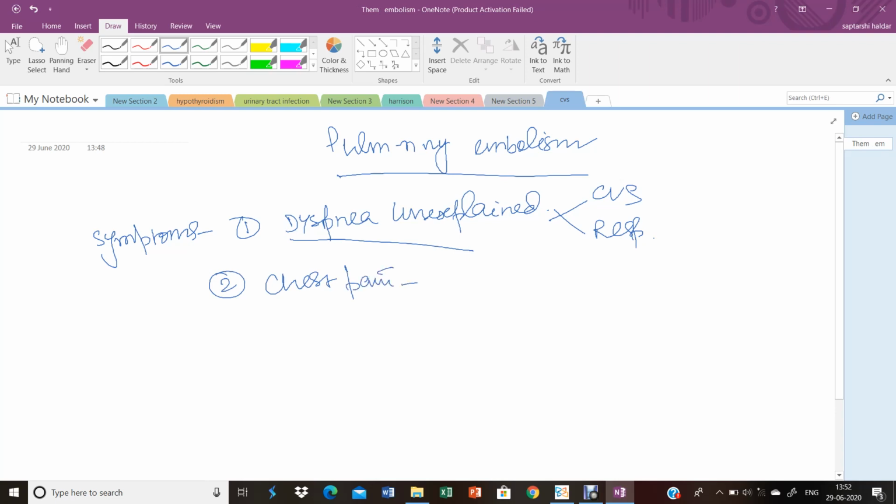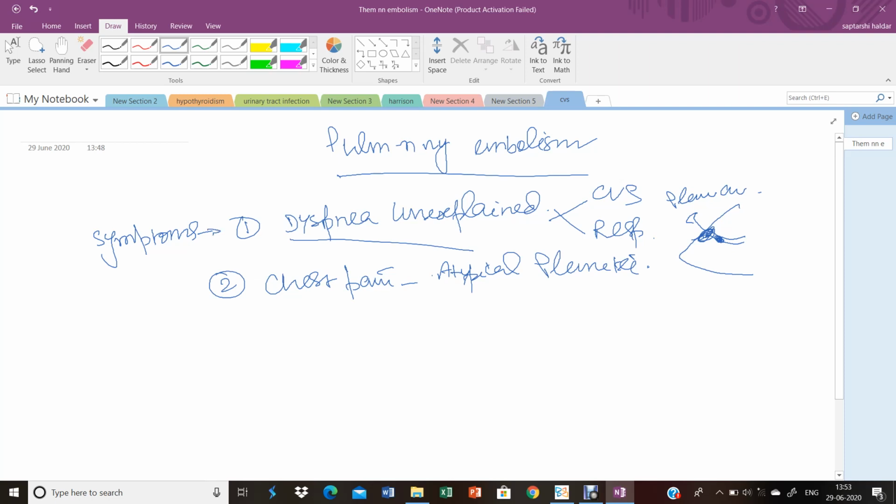It is typically pleuritic chest pain. It is not the normal chest pain seen in ACS, acute coronary syndrome. It is an atypical chest pain, mainly pleuritic. Why pleuritic? Because when the embolus obstructs the small vessels, severe infarction happens in the small tissue at the periphery of the lung, and this causes pleuritic chest pain.